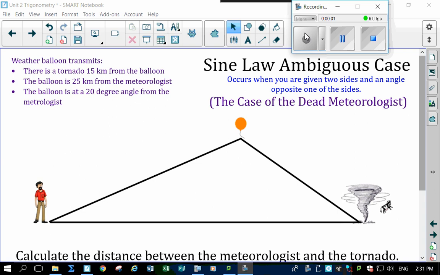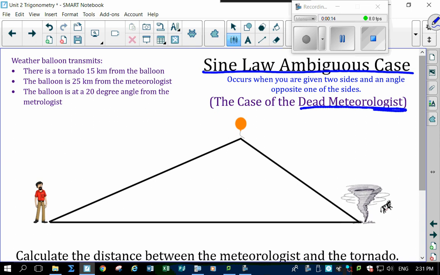This is one of my favorite concepts in all of Math 20-1. This is called the ambiguous case of sine law. And I love the way I do this. Okay, this is the story of the dead meteorologist. And what happens here is this. Ambiguous means not enough information. Okay, so not enough information is given. The best way to describe this, the ambiguous case of sine law, case of the dead meteorologist.